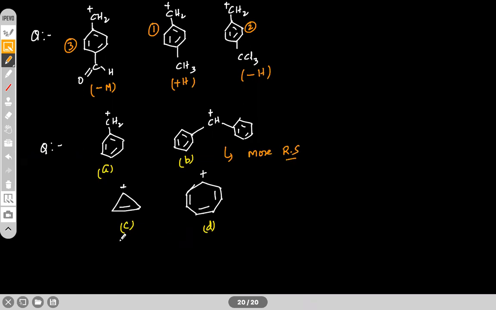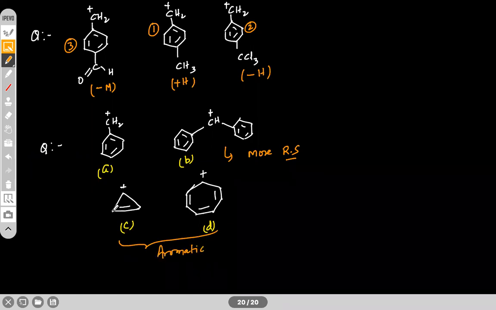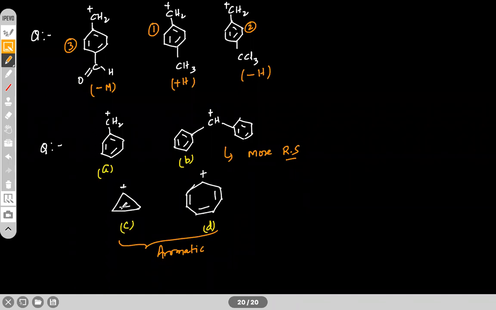Okay, these 2 compounds are aromatic compounds. This has 2 pi electrons, and 2, 4, 6. Here we have 6 pi electrons. Here we have 2 pi electrons. So both are aromatic, and this positive charge is involved in aromaticity. So we can say the aromatic behavior of this compound is because of this positive charge. So this positive charge is stabilized through aromaticity.